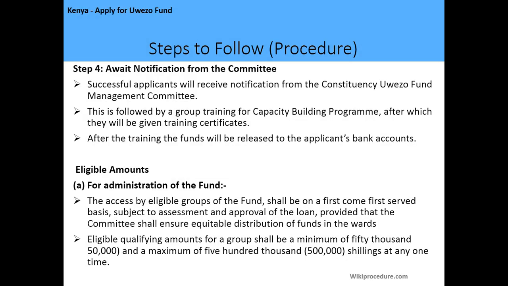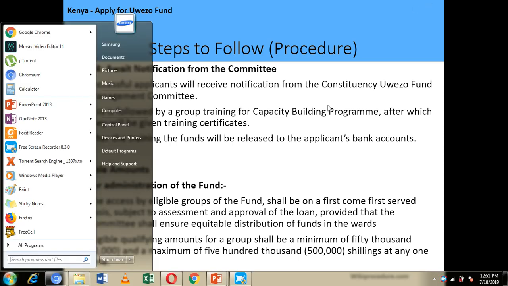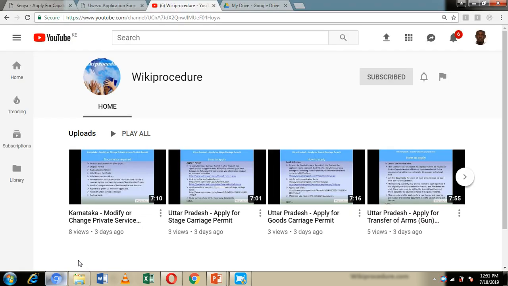So the first step after submission is to wait for notification from the committee, and successful applicants will receive notification from the constituency Uwezo Fund Management Committee. This is followed by a group training for a capacity building program, after which they will be given training certificates. After the training, the funds will be released to the applicant's bank accounts. So before we move on, let's just look at how you can fill in the form.